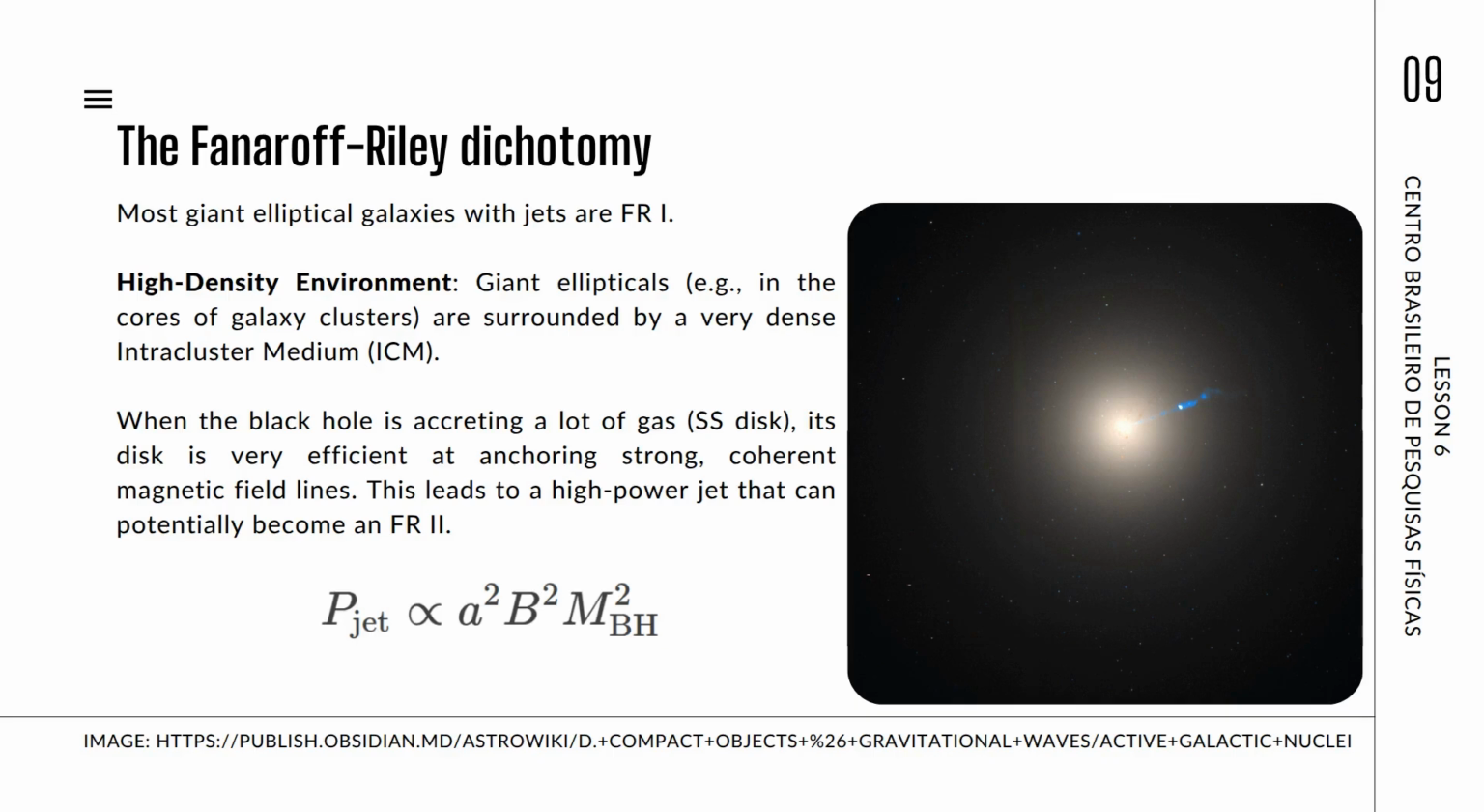When a black hole is accreting a lot of gas, for instance in the Shakura-Sunyaev disk, its disk is very efficient in anchoring strong magnetic fields and leads to a high power jet that can potentially, not always, become a relativistic kind of jet, which is not the case for Messier 87. We don't have a Shakura-Sunyaev disk. It's more of a RIAF than a Shakura-Sunyaev, but anyway.